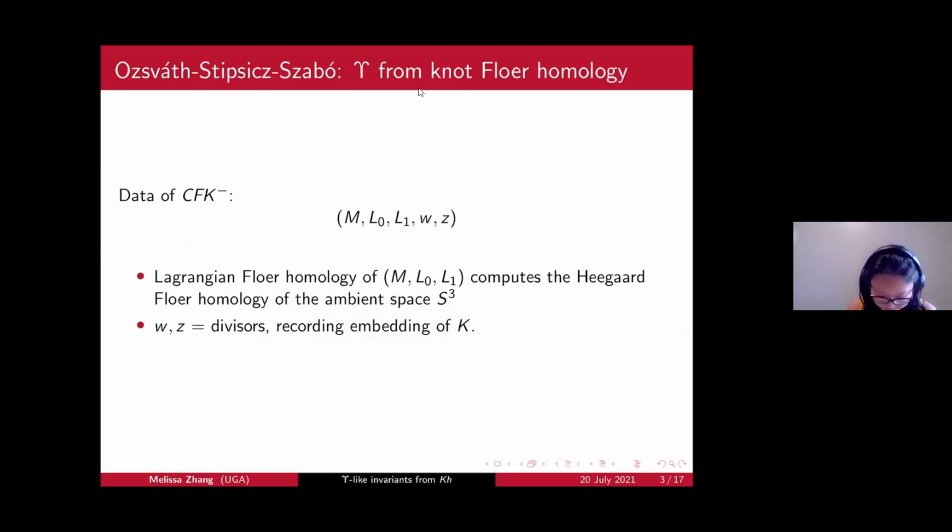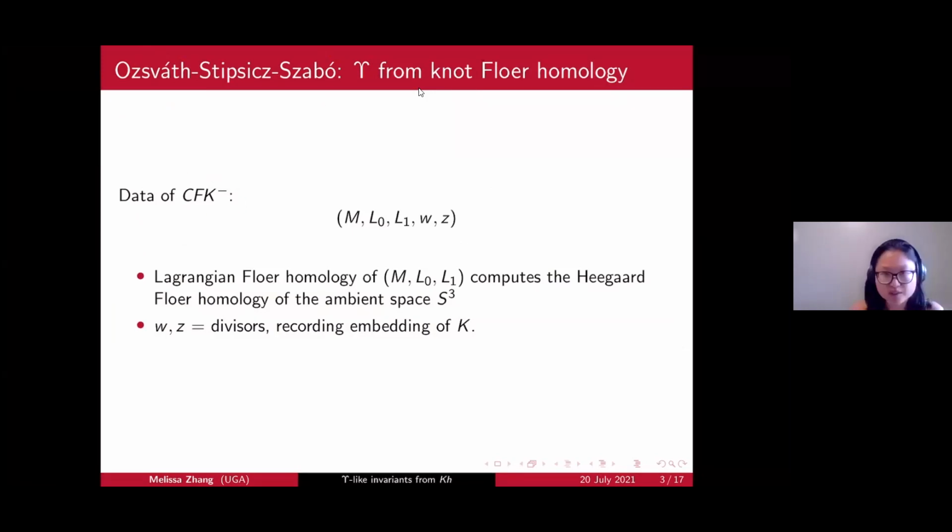So let's first look at the inspiration for this, which is Ozsváth-Szabó's Upsilon. Knot Floer homology is, you could think of it as the associated graded object, or like a filtration on Heegaard Floer homology, which was defined by the first and third authors here, Ozsváth and Szabó. Knot Floer homology was defined by Ozsváth and Szabó, as well as Rasmussen independently. Specifically, I'm going to look at a complex that is called the minus flavor of knot Floer homology.